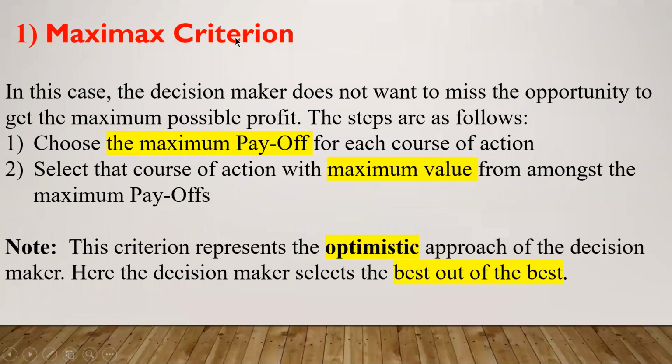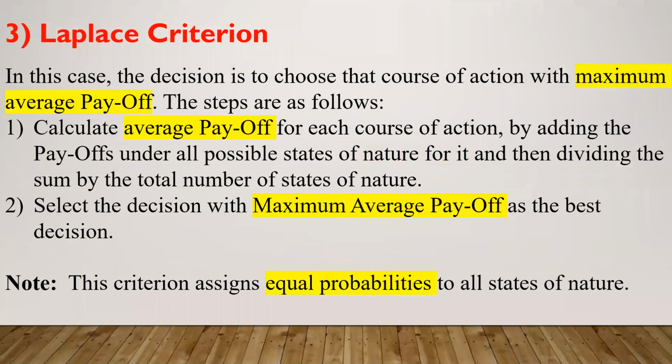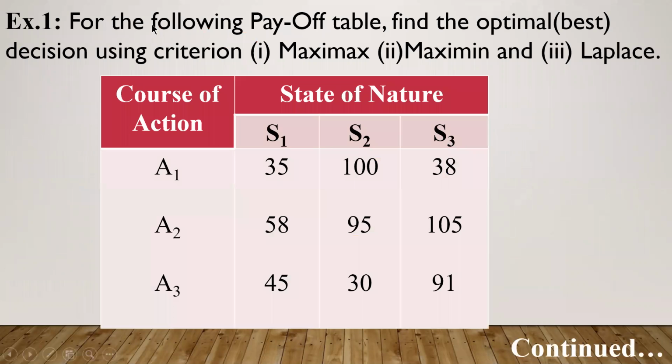Let us see one by one. So maximax criterion, how to use this criterion to find the best decision. Before I actually read this, I would like to take the example first. Okay. I will explain you this with the help of example and then we will come back here. So I have taken a problem here. For the following payoff table, find the optimal. Optimal का मतलब होता है best. Find the optimal decision or best decision using the criterion maximax, maximin and Laplace.